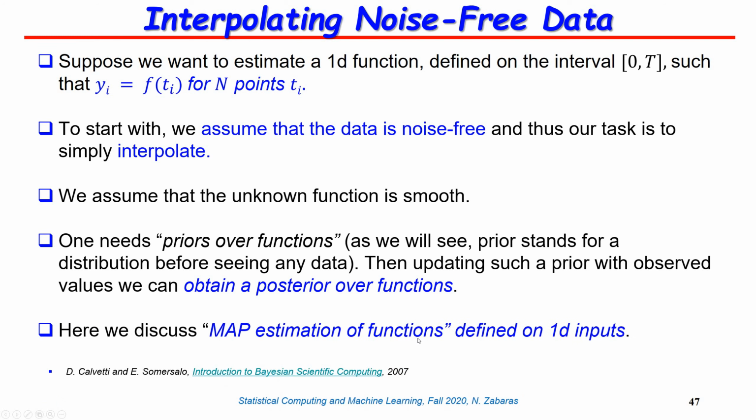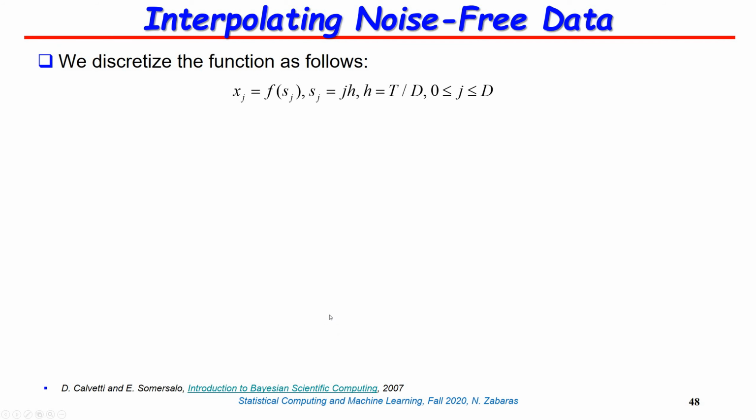The original reference for this is the book by Calvetti and Erkki Somersalo, Introduction to Bayesian Scientific Computing. And I know Kevin Murphy has this example as well in his book, and actually gives a numerical implementation for those who want to look at it. So let's visit the details of the problem.